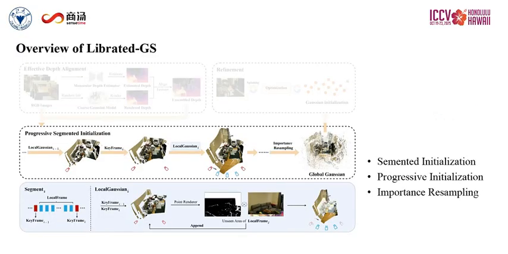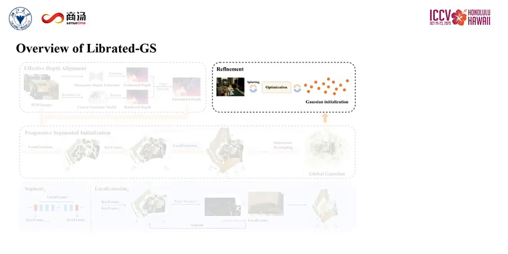Second, we perform progressive segmented initialization. We divide the input sequence into local segments. Each segment yields an independent local Gaussian model based on aligned depth. Then, the models are merged into a global Gaussian field in a coarse-to-fine manner, which significantly improves robustness and reduces floating noise. Finally, once the initial Gaussians are formed, the remaining optimization strictly follows the original 3D-GS pipeline with no architectural changes introduced. Please see our main paper for more details.